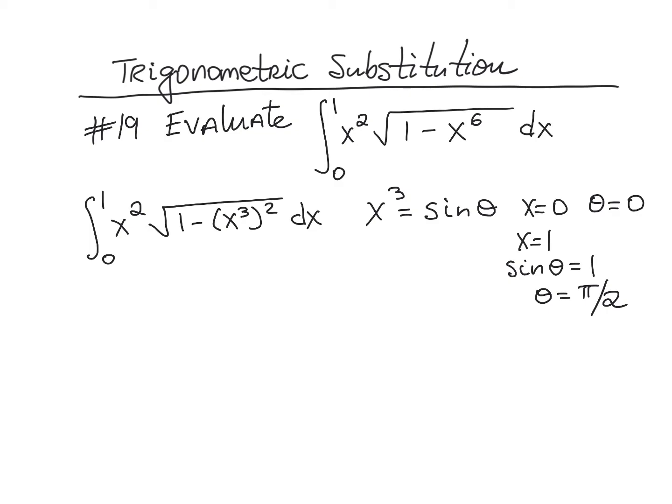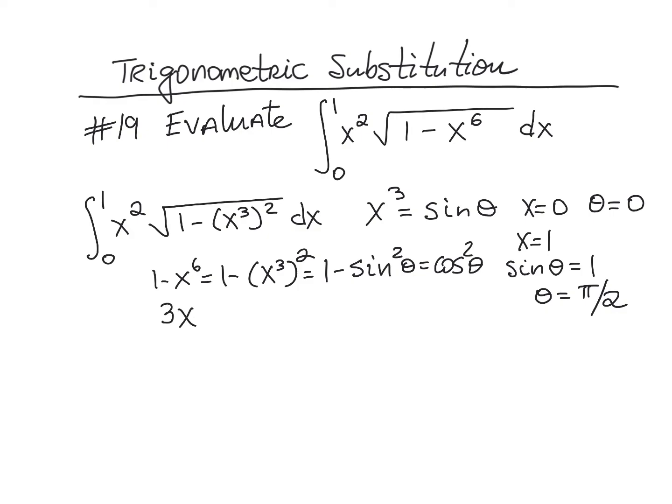Then 1 minus x to the 6 is 1 minus x cubed squared. Our substitution is x cubed equals sine theta. So this is 1 minus sine squared theta, which is cosine squared theta. That's what's going to go under the radical, replacing 1 minus x to the 6.